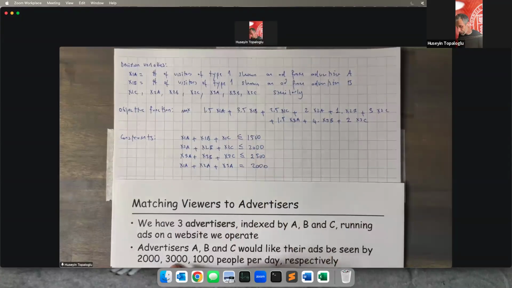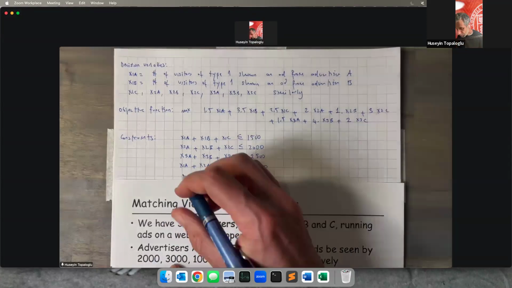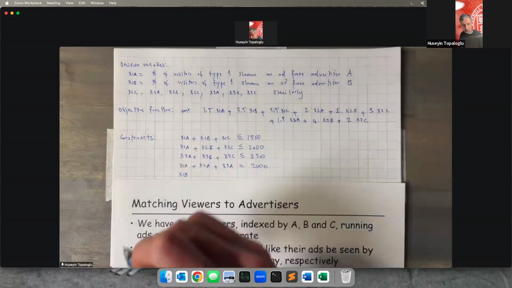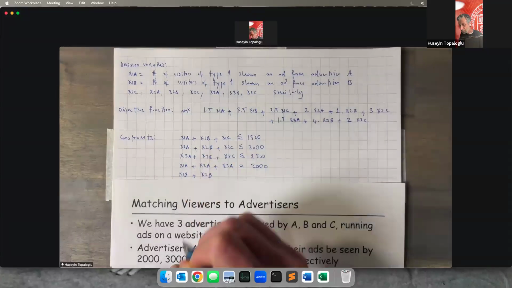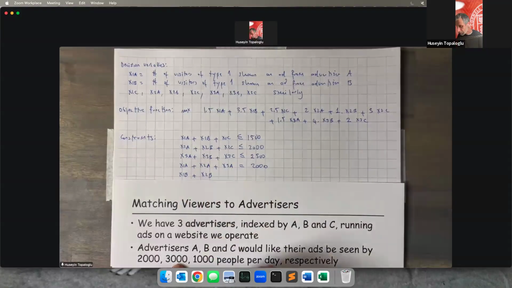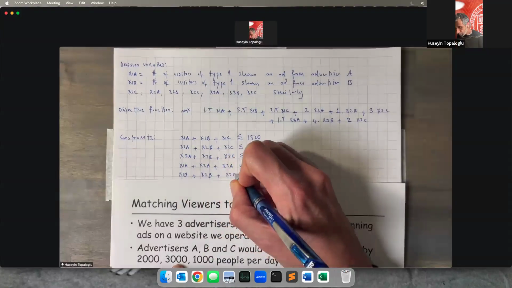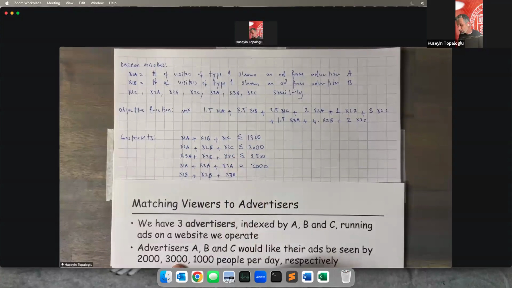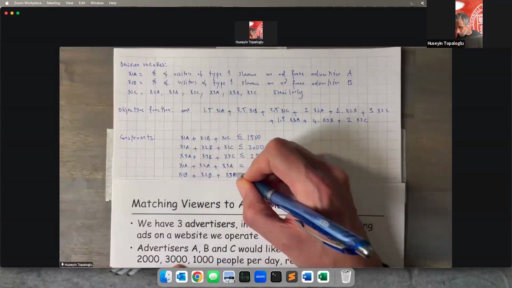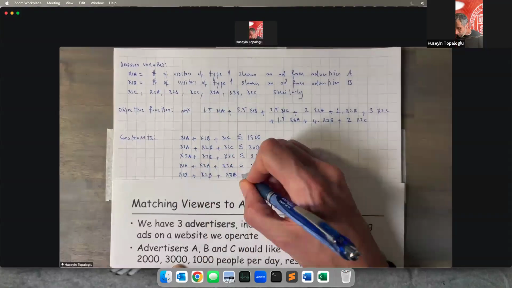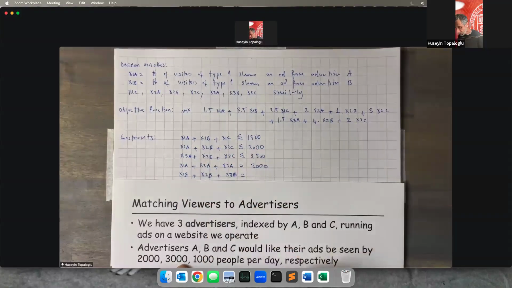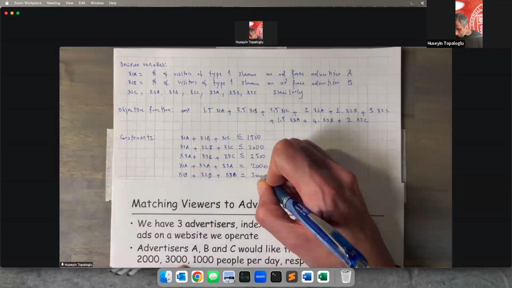Let's also take care of advertiser B. Advertiser B would like to get a total of 3,000 viewers. So over all the visitor types, advertiser B should be getting 3,000 viewers. X1B is the number of visitors of type 1 seeing an ad from advertiser B. X2B is the number of visitors of type 2 seeing an ad from advertiser B. X3B is the number of visitors of type 3 seeing an ad from advertiser B. So this sum is the total visitors of any type seeing an ad from advertiser B, and it should be 3,000.